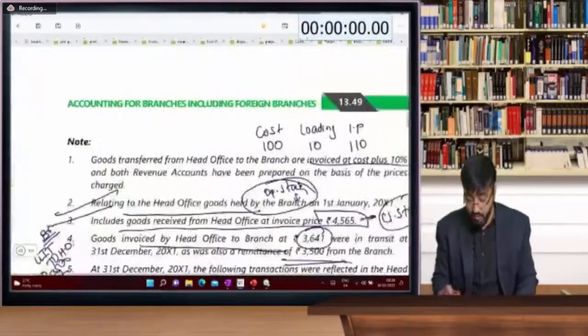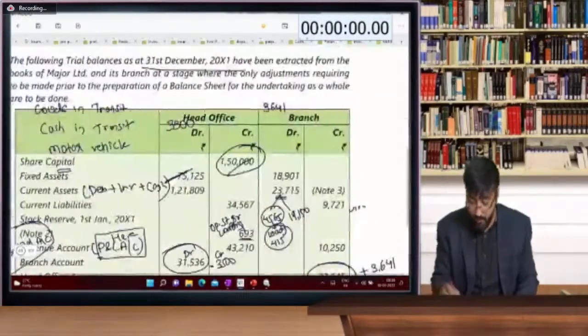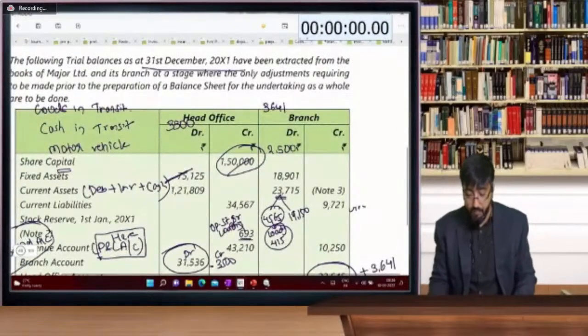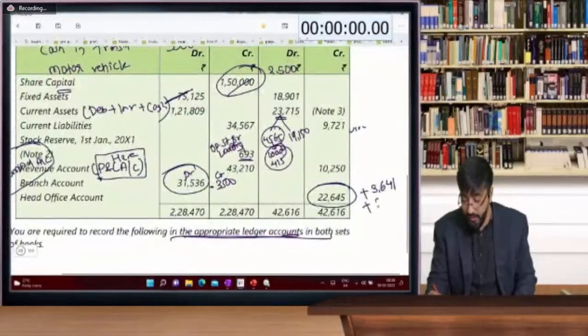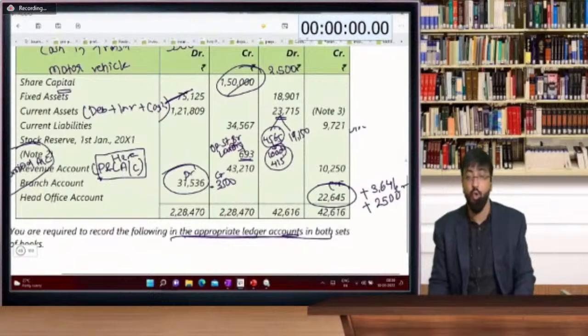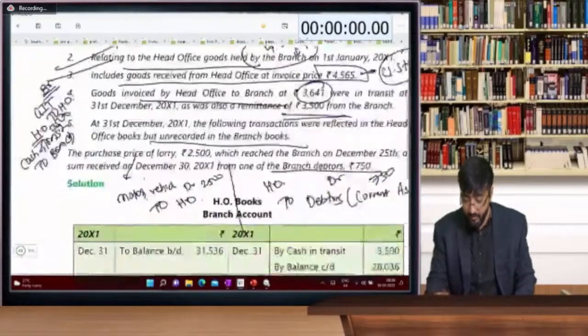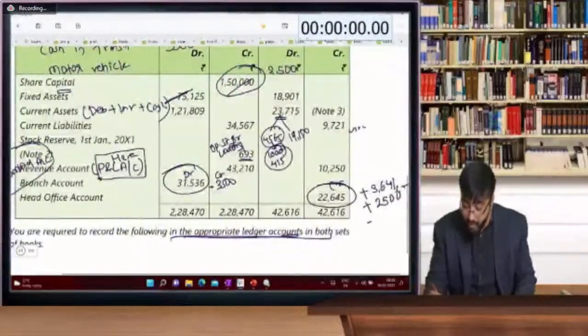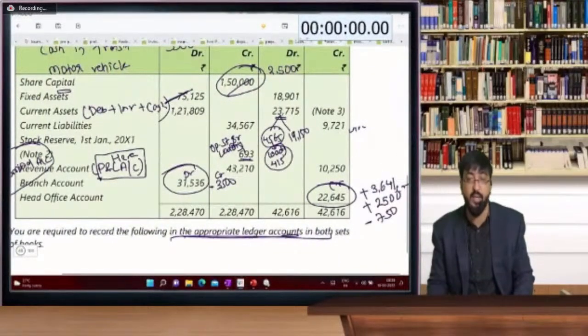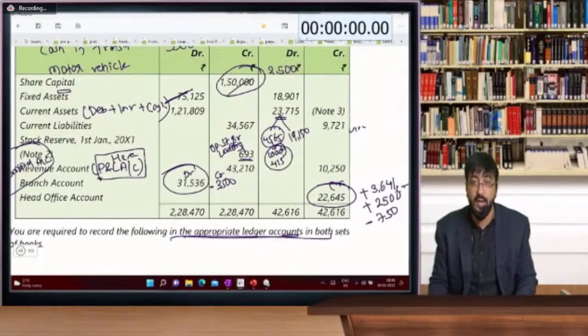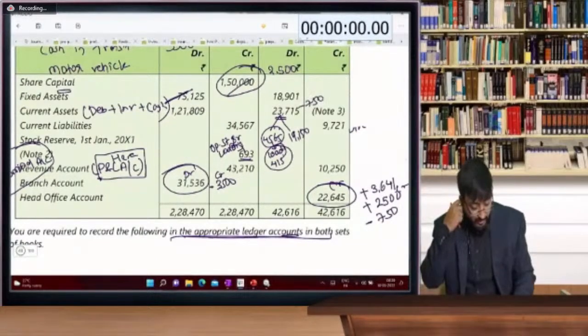In the branch books, rupees 2500 debit to HO. So we credited HO. HO already has a credit balance, and in this entry credit means add. And the second entry: HO debit. HO debit means you will deduct this 750 in the branch books, and from current assets you will deduct 750.